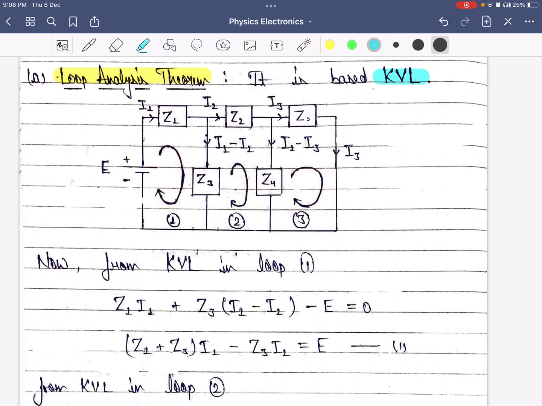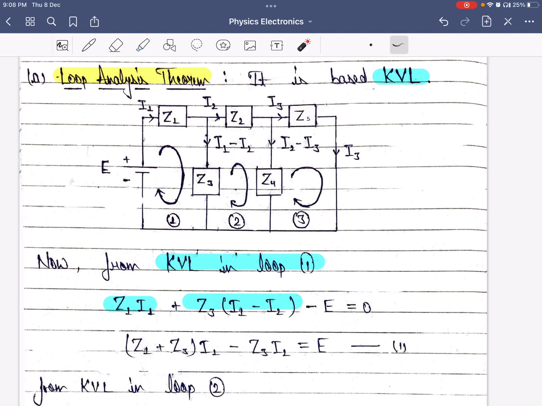Now let's apply Kirchhoff's voltage law in loop 1. Now current I1 is flowing through impedance Z1 and it is in the same direction as we are traveling in the clockwise direction, so it will be positive Z1 I1. Now as for impedance Z3, I1 minus I2 is current flowing through it and it is in the same direction as we are traveling. So it will be positive Z3 (I1 minus I2).